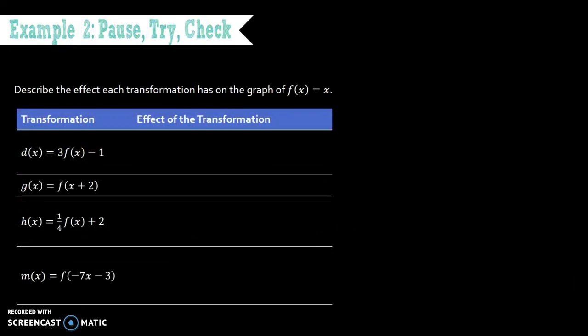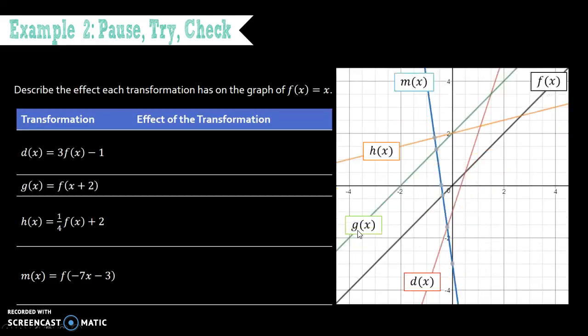Now you pause and try to just describe the effect of the transformations on the graph. Here are all of those graphs together in one place. Again, the black one is the original parent function, and everything else is a transformation. So in this first one right here, I didn't color code anything because I didn't want you to be looking for that. I wanted to see what you could pick out on your own.